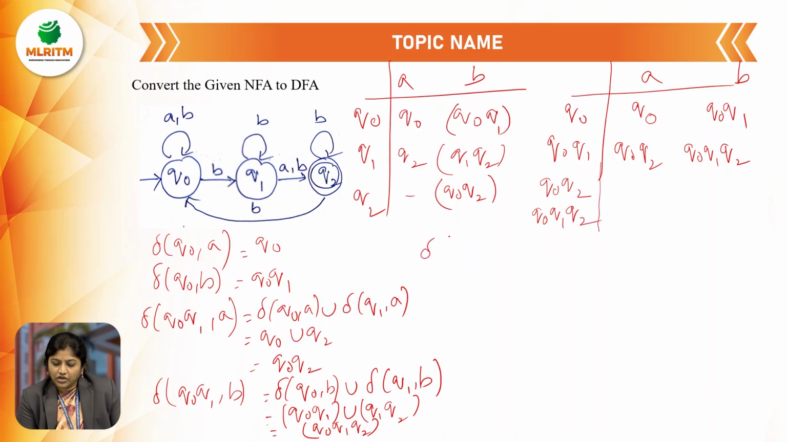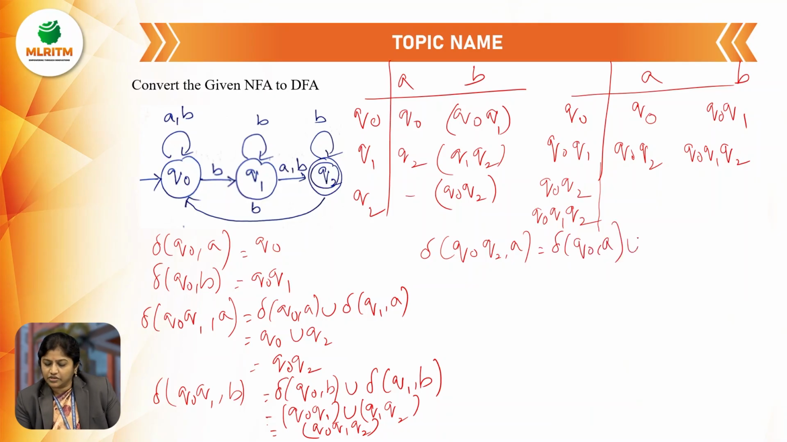Let us find the transition of Q0, Q2 on A. It is the transition of Q0 on A union the transition of Q2 on A. Q0 on A is Q0 only, union Q2 on A, nothing. So this is nothing but equal to Q0 only. Q0, Q2 on A is Q0.